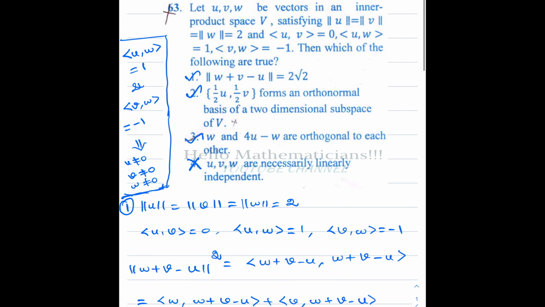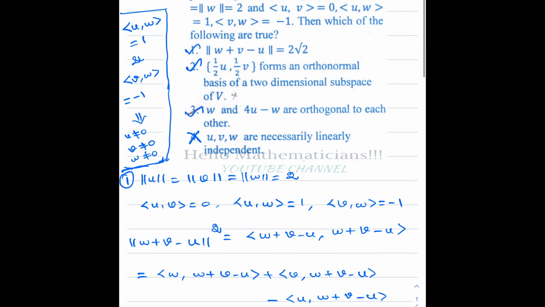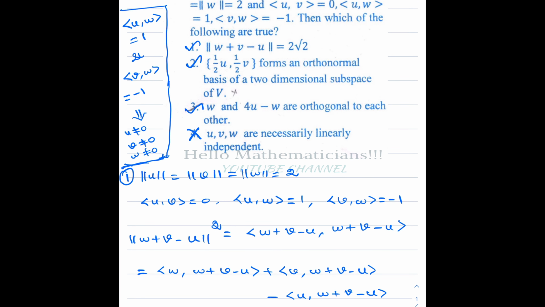Now first we make a simple observation. Note that none of U, V, W are 0. If one of them is 0, then this cannot happen. If U is 0, then we should have got 0. If V is 0, then we should have got this is 0. Inner product of 0 with anything is 0. Again, if W is 0, then we will get this value is 0. Therefore U, V, W, all of them are non-zero. That is just a simple observation. Using this we check each of the options.